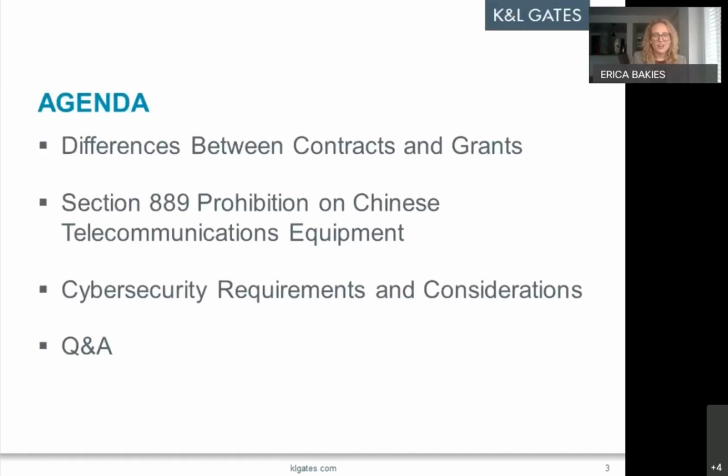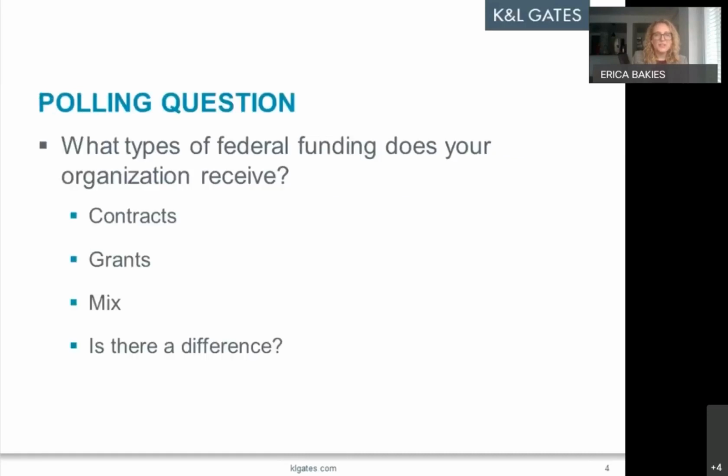So here is our agenda for today. We are going to start with the differences between contracts and grants. We will then move on to Section 889, which is a prohibition on Chinese telecommunication equipment. We will then address cybersecurity requirements and considerations, and then finally, we'll take some time at the end to answer your questions.